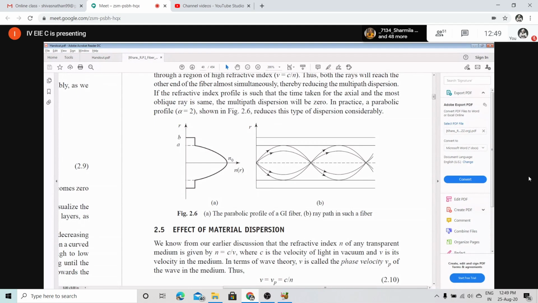I hope everyone knows what a semiconductor is. Can someone tell me what a semiconductor is? What do you mean by a semiconductor? Anyone? You can unmute yourself. Tell me what is meant by a semiconductor. Or else I need to pinpoint someone. Will that be okay?